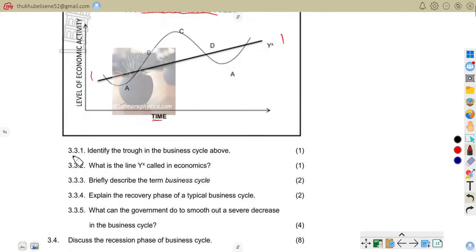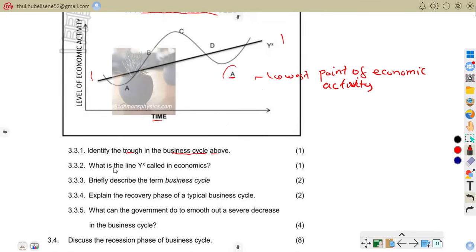The first question says 3.3.1, identify the trough in the business cycle above. You can see a trough is where? On A. This is a trough. So A is our trough. As we know, when we talk of a trough, we're talking about the lowest point of economic activity. So that is that.